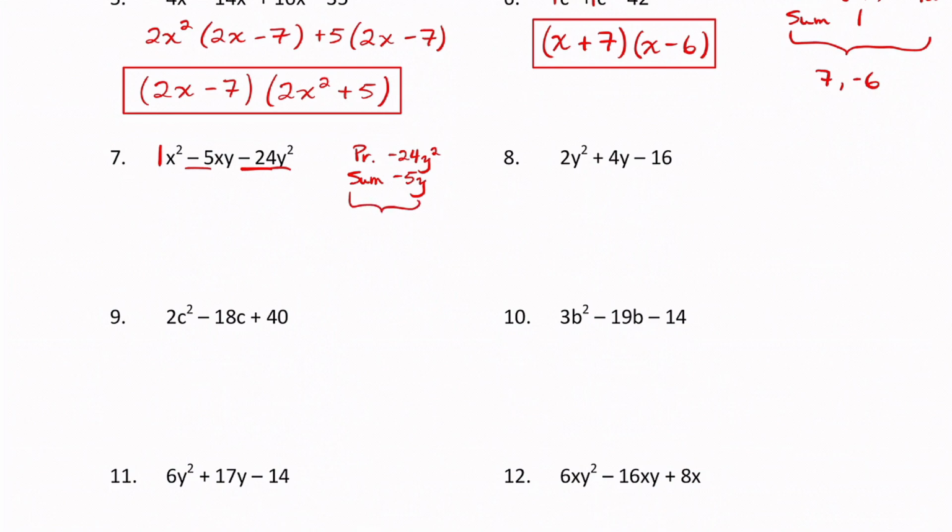Okay, so those two numbers are going to be negative 8 and 3. Then just add y's onto these, and we can see negative 8 plus 3y is negative 5y, and negative 8y times 3y is negative 24y squared. So now we can just break it apart into our two factors. So we got x minus 8y and x plus 3y.